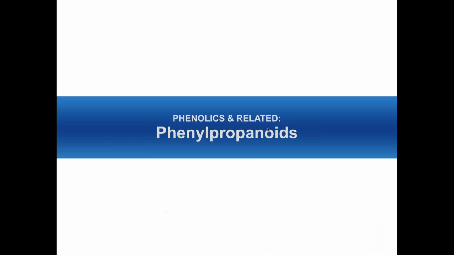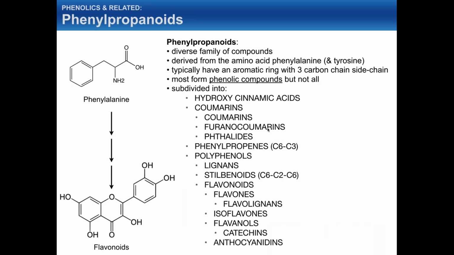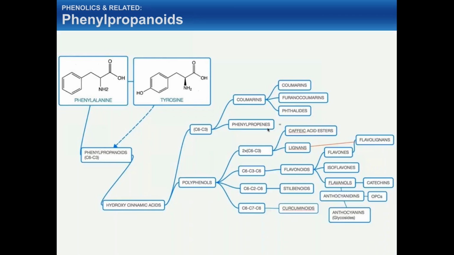So the next thing we're going to talk about are phenylpropanoids. There's a couple of amino acids, phenylalanine and tyrosine, which are amino acids in the body. And they can basically be used to make things called phenylpropanoids. And phenylpropanoids are the building blocks for all these various compounds showing on the right here. Various things like coumarins, phenylpropenes, polyphenols, flavonoids, etc., etc. And we'll talk about these all today, hopefully. So phenylpropanoids are the building blocks. As I mentioned, they are derived from phenylalanine and tyrosine. Those are the two amino acids that can make these phenylpropanoids.